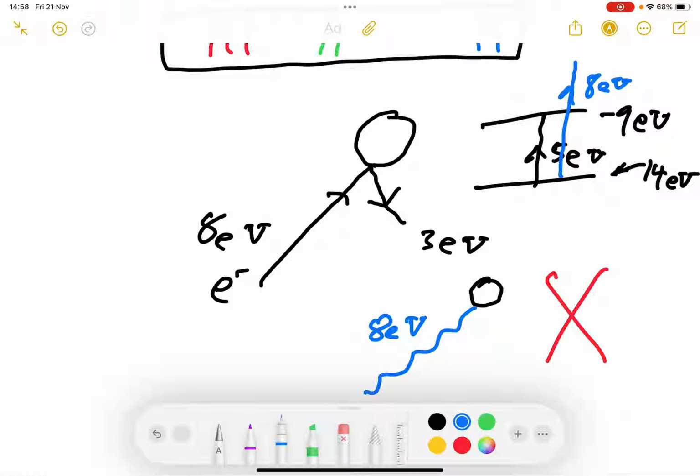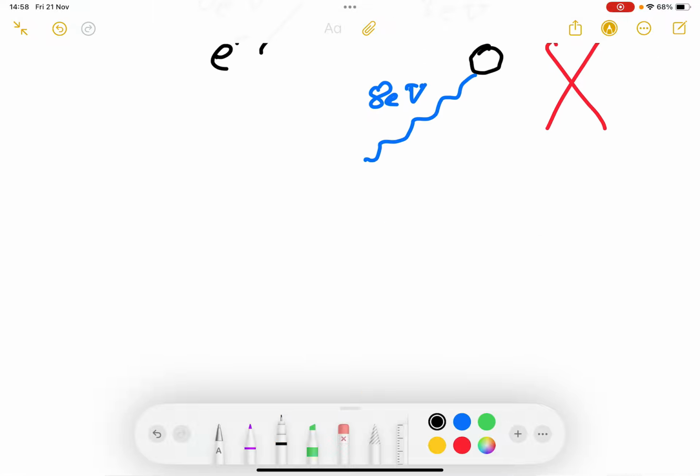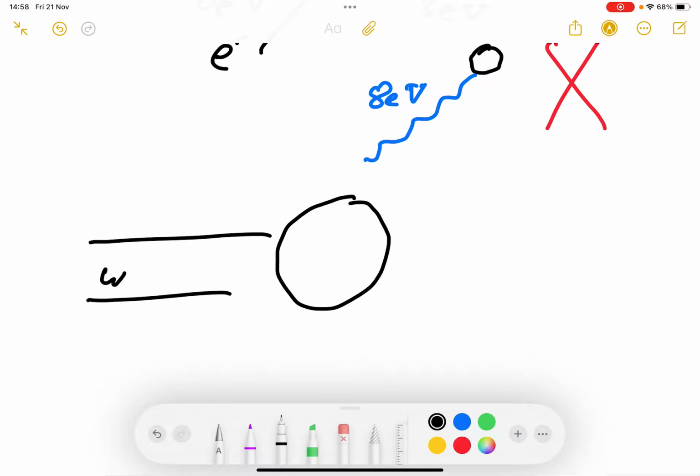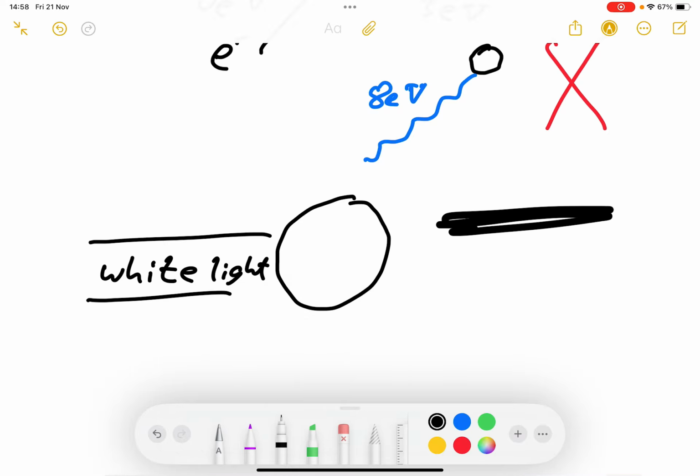So electrons just have to have sufficient energy, photons have to have exact energy, and that leads to this idea of an absorption spectra. If we have some gas and then we shine in white light, so a complete mixture of all wavelengths, then I'm just going to get a really fat pen.